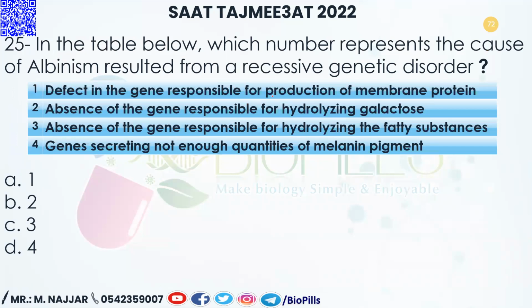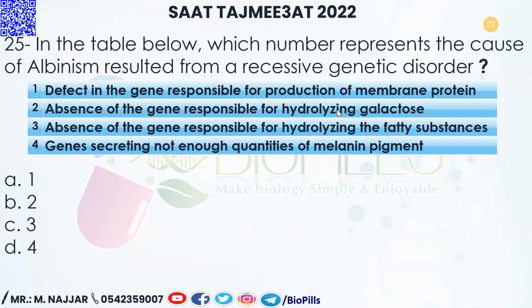Question number 25. In the table below, which number represents the cause of albinism resulting from a recessive genetic disorder? And by the way, an autosomal recessive genetic disorder. 1, defect in the gene responsible for production of membrane protein. 2, absence of the gene responsible for hydrolyzing galactose. 3, absence of the gene responsible for hydrolyzing the fatty substances. 4, genes secreting not enough quantities of melanin pigment. Which one of them? Of course, it is number 4, which is genes secreting not enough quantities of the melanin pigment.